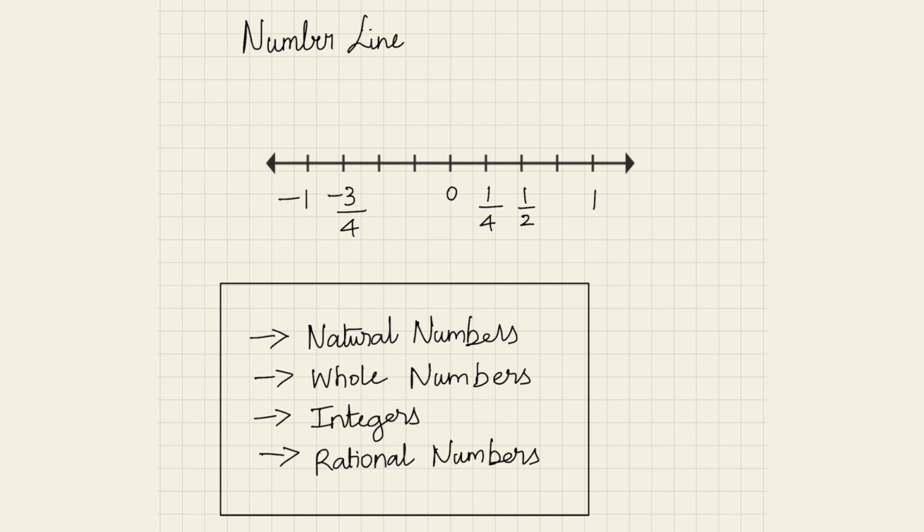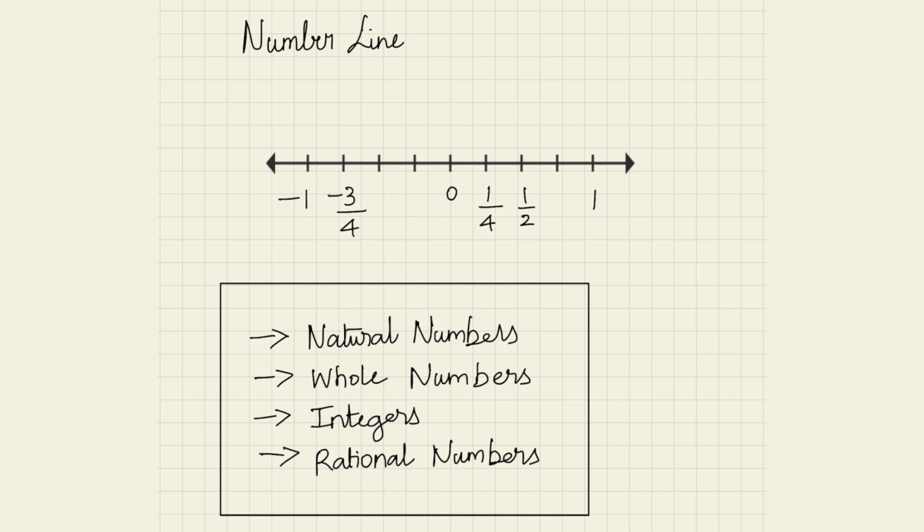Okay, so here we have a number line which has 0 at its middle, and to the right of it we have 1 by 4, 1 by 2 and 1, and to the left of it we have minus 3 by 4, minus 1. So it's just a 1 by 4 interval. Okay, so now we have this number line.